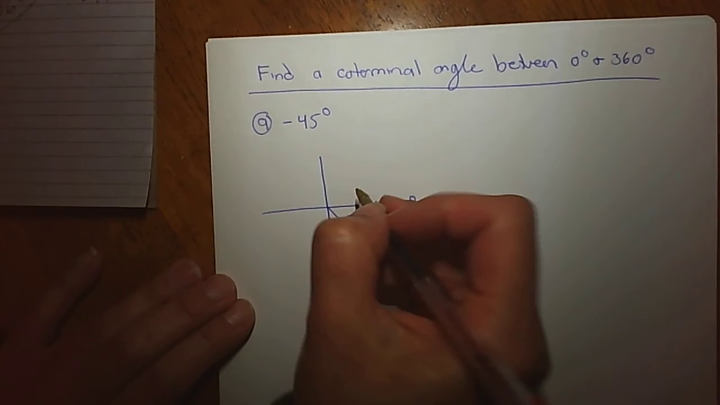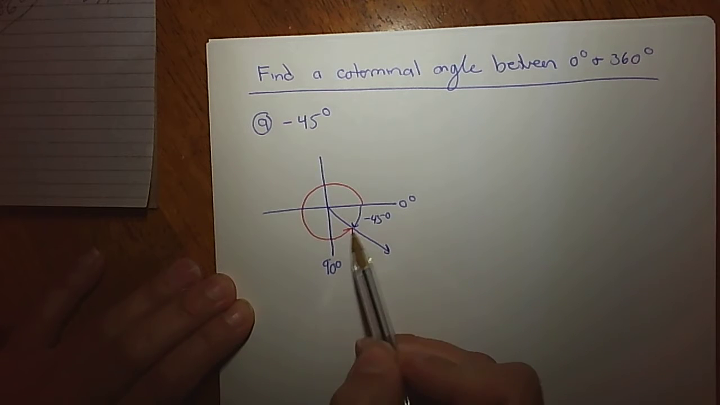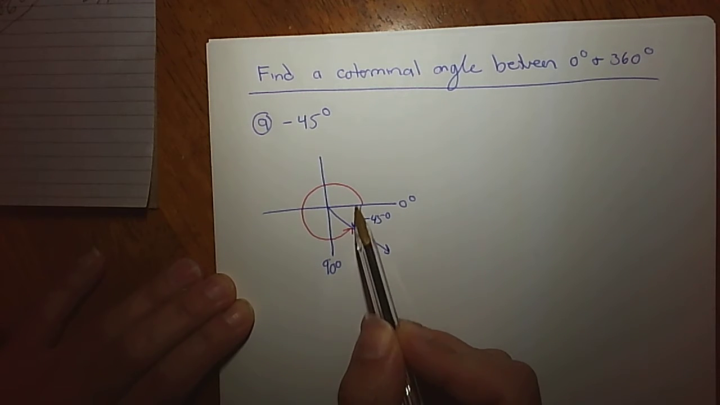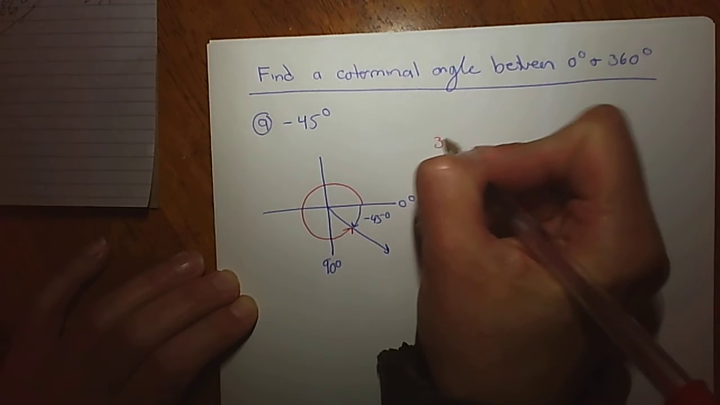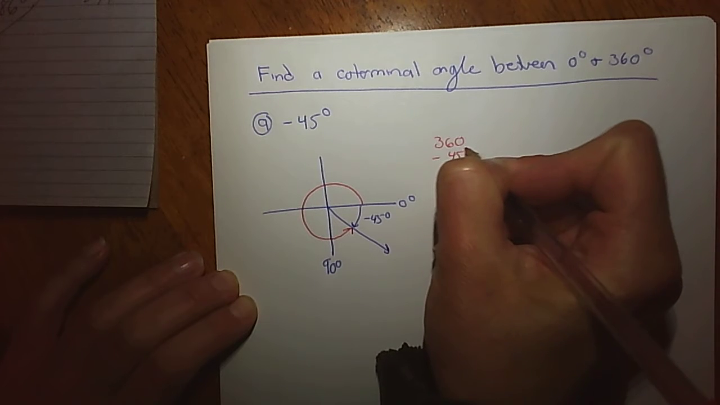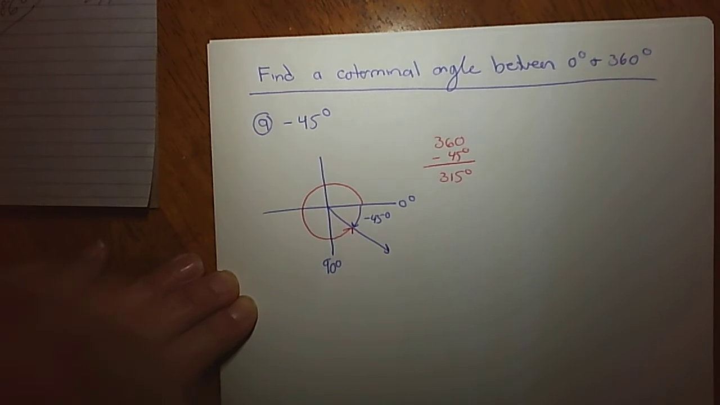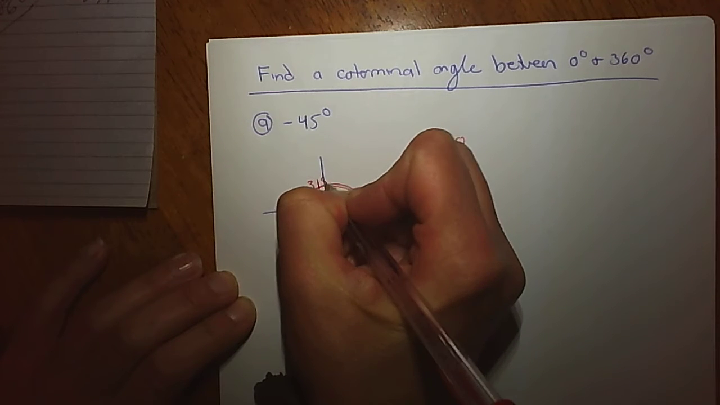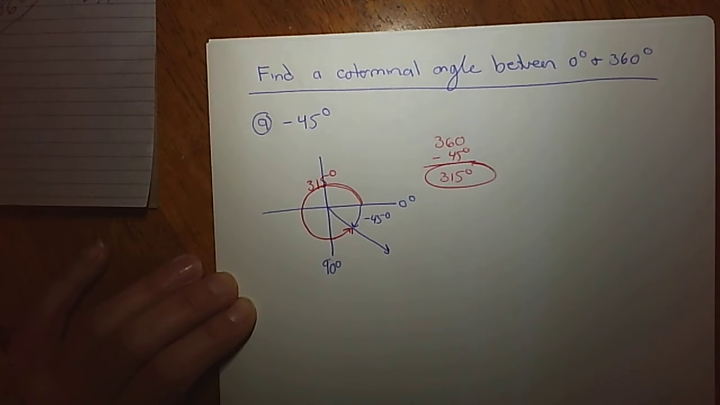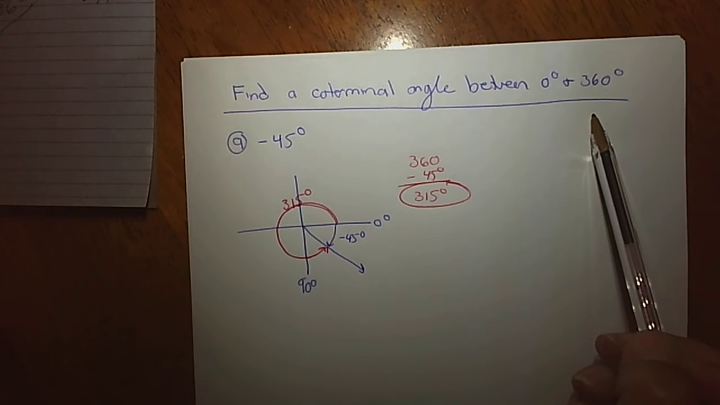A coterminal angle would be what would bring me to the exact same spot. Now notice this red arch combined with the blue makes a whole way around a circle, which would be 360. So if I took 360 and subtract away that little 45 degree wedge, I would get 315 degrees. So this red turn right here is 315 degrees. That would be the coterminal angle. So that is the answer to the question. And you notice 315 fits between 0 and 360.